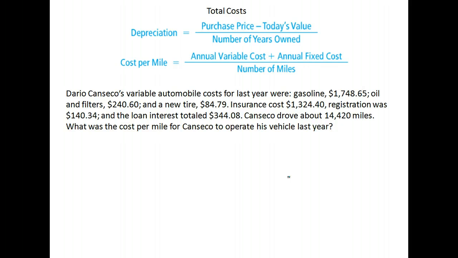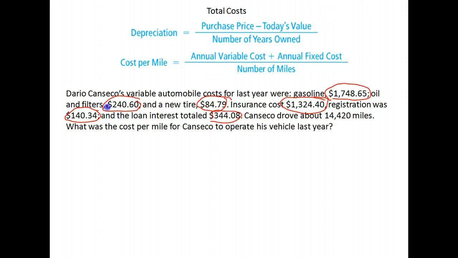Hey, here's Dario Canseco. His variable cost for the year for gasoline is $1,748. Oil and filters, new tires, insurance, and registration. And then we have our loan interest. Okay, that's another cost. He drove 14,420 miles. What is the cost per mile to operate his vehicle last year?